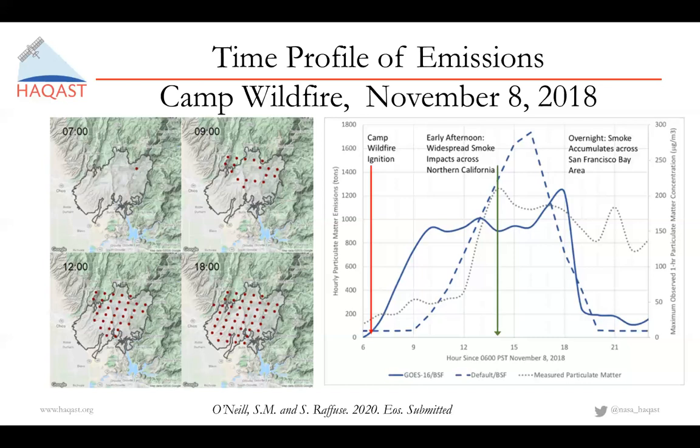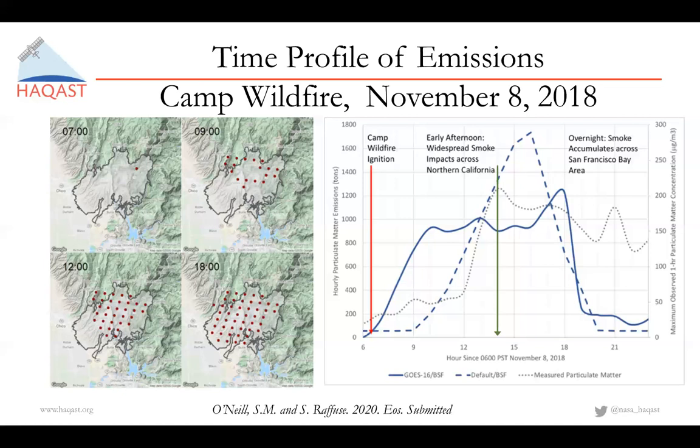And as you can see with this default diurnal profile, maximum emissions are assumed to occur at about 4 p.m. in the afternoon. And there's not much happening in the early morning hours from 6 a.m. to 9 a.m., for example, when the Camp wildfire was really taking off. And so because of this, our smoke forecasting systems failed.